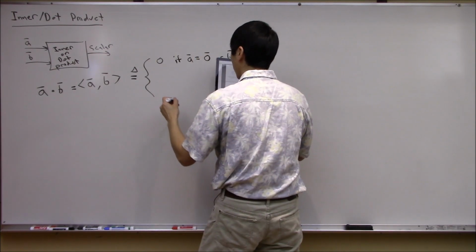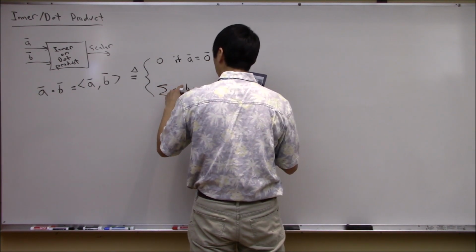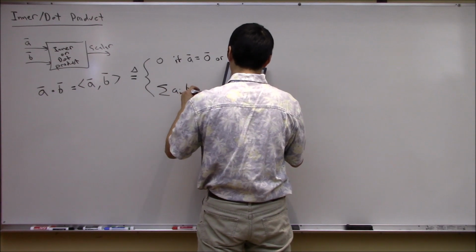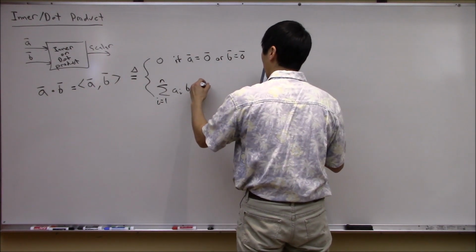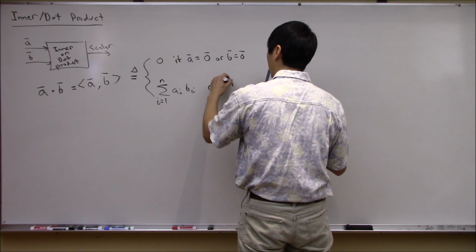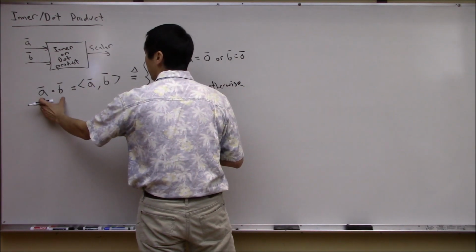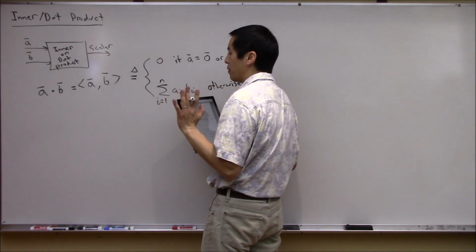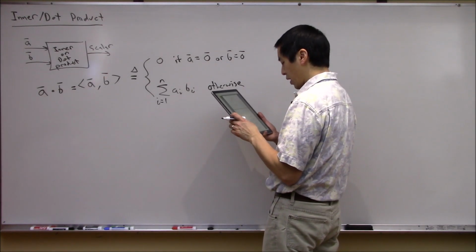And otherwise, it's basically the sum of A_i times B_i from i equals 1 to n. So again, keep in mind here, both A and B are the same dimensions. They have the same number of elements. And this is all you do with the two of them.